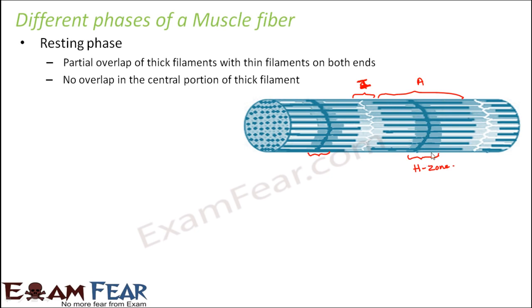So even in the resting phase, you have I band, the isotropic band, where there is no overlap. Then you have the A band, that is the anisotropic band, where the center portion is the H zone where there is no overlap, but on both the ends there is overlap with the thin filaments. So this is how it looks like in the resting phase when there is no contraction.